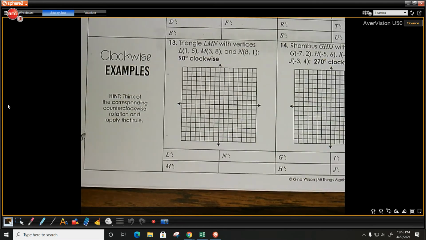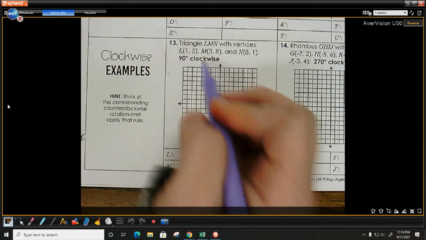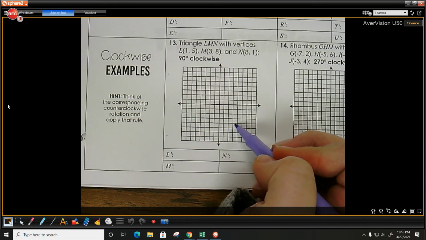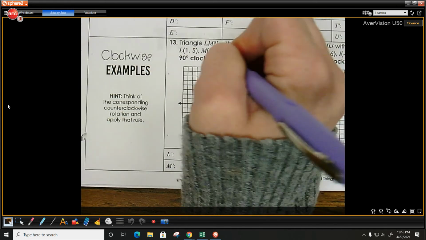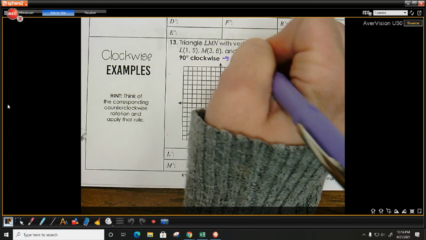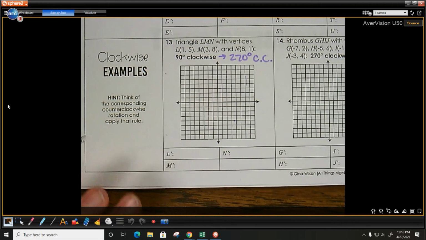Sometimes it might say clockwise. It says hint. Think of the corresponding counterclockwise rotation and apply that rule. So if I'm going 90 degrees clockwise, that would be equivalent to what? 270 counterclockwise. So that means this is 270 degrees counterclockwise. What's your 270 degree counterclockwise rule? The 270 is y, negative x.